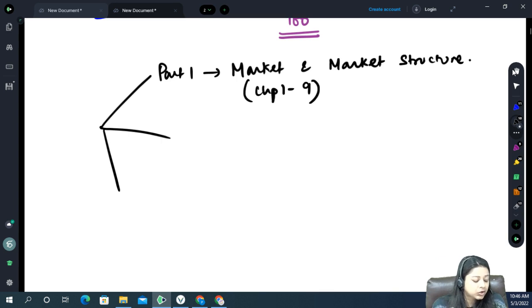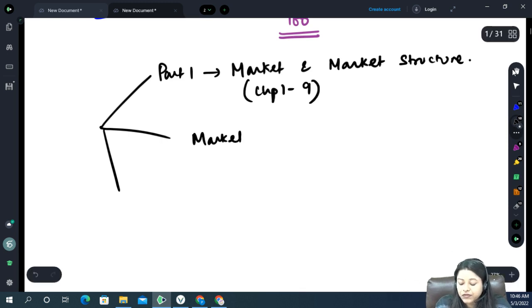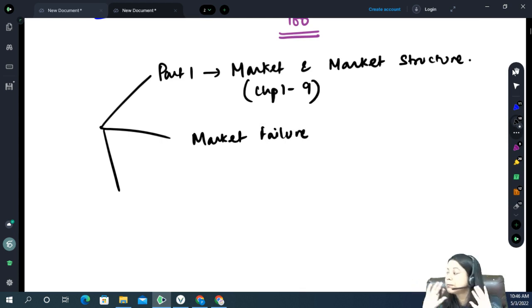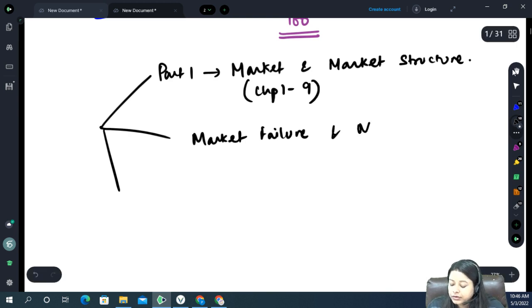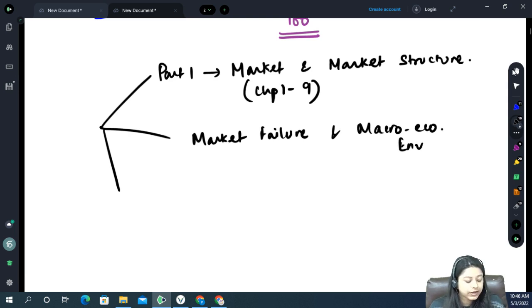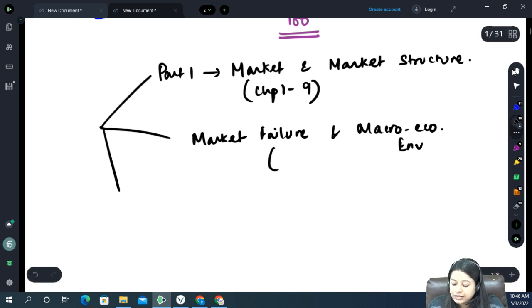Then comes part two, which is, when you have studied market, market equilibrium, market structure, then we'll study about market failure, where market fails to attain equilibrium, and what is the simple macroeconomic environment, right? Macroeconomic, I'm not writing the full thing over here. You don't have to copy paste anything. This is just an introduction which I am giving you. And this is chapter 10 to 15, right?